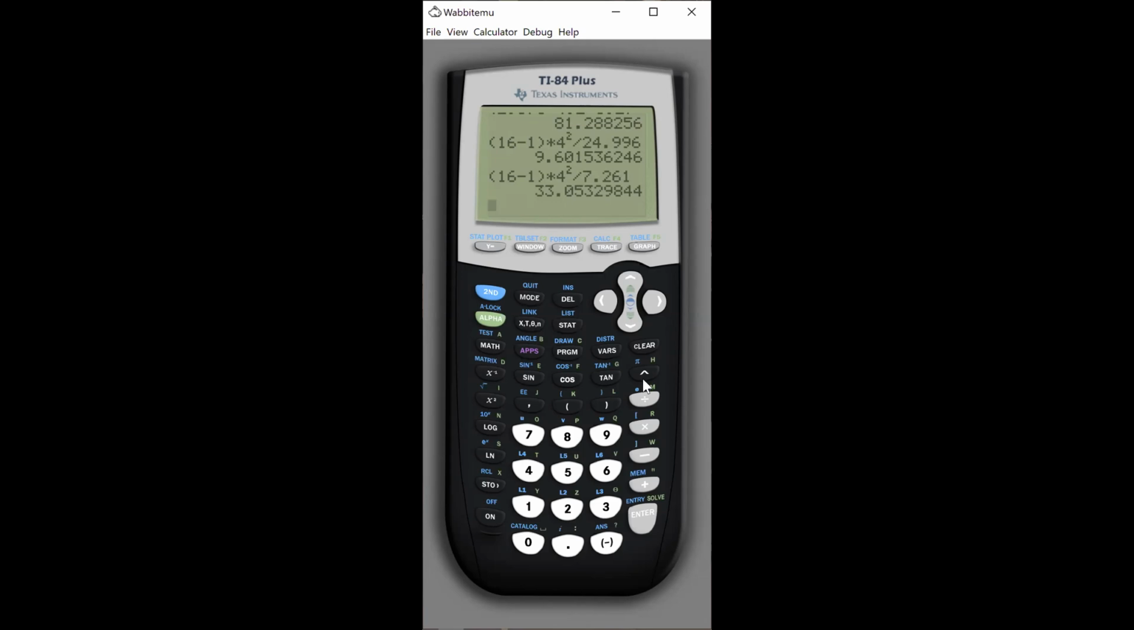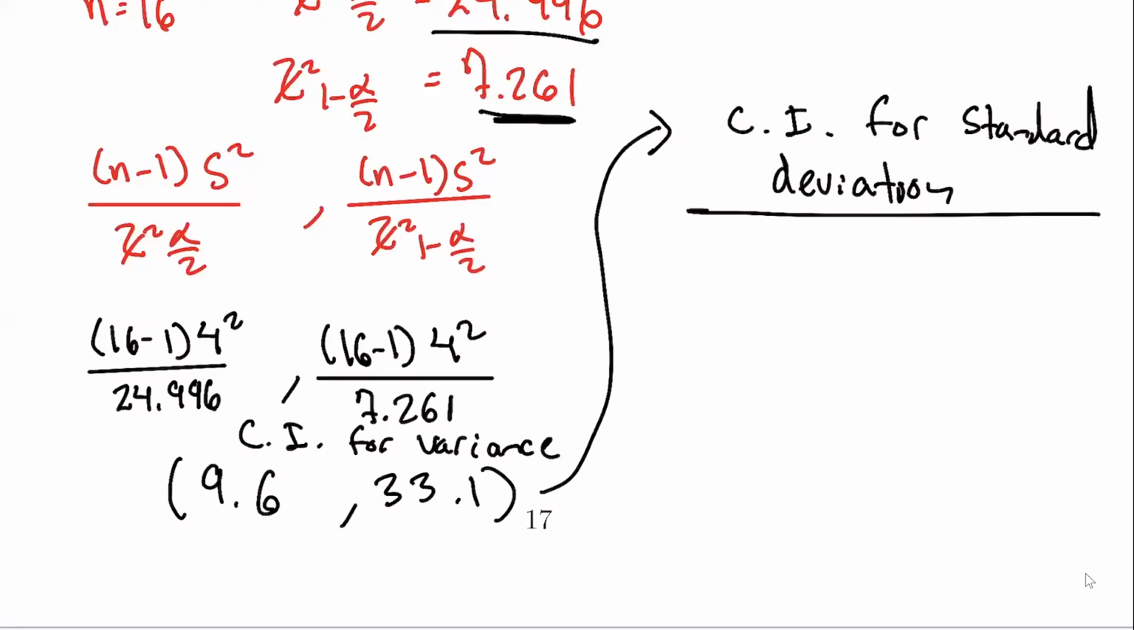All right. So let me transition over to the note, that way you can see what I wrote down. All right. So here is my answer. So that's your answer for confidence interval for the variance. So that's all you had to do for confidence interval for the variance.